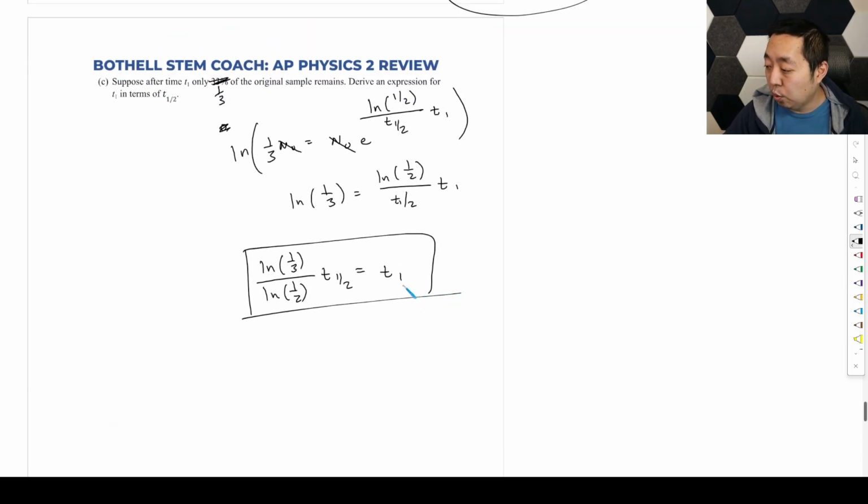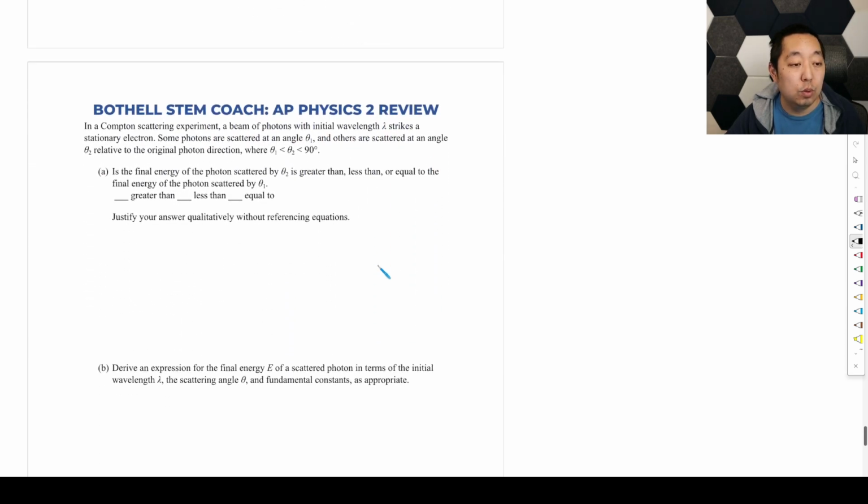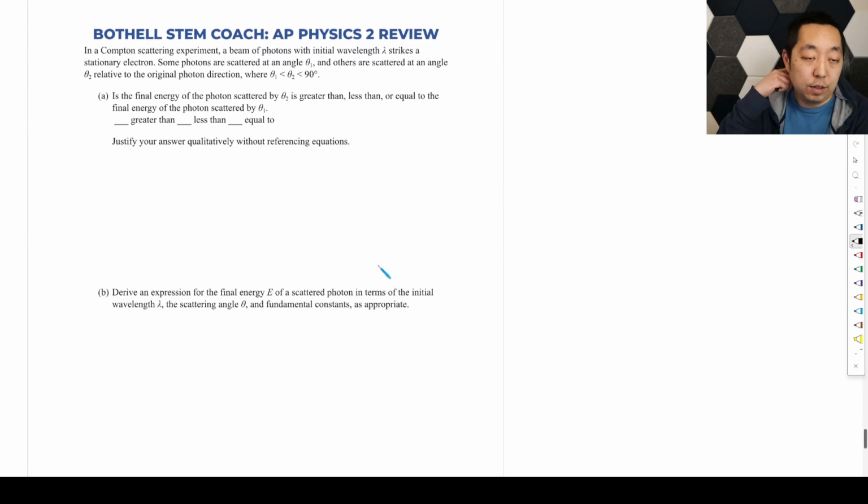Okay, let's do one more FRQ where we do some Compton scattering, just to give you one example of what that looks like. So in a Compton scattering experiment, a beam of photons with initial wavelength lambda strikes a stationary electron. Some photons are scattered at angle theta 1, others are scattered at angle theta 2 relative to the original photon, and theta 1 is small, so theta 2 is greater than theta 1, and they're both less than 90 degrees.